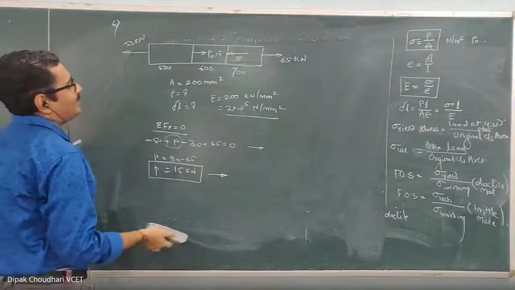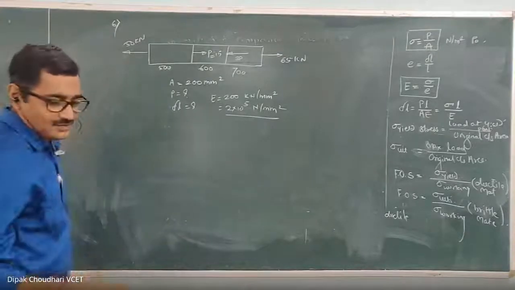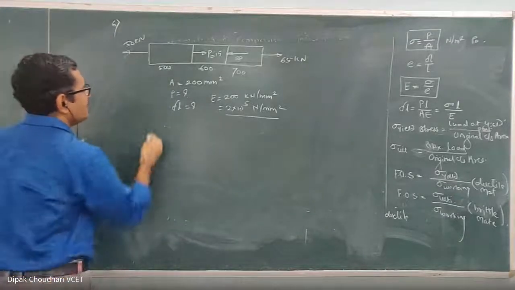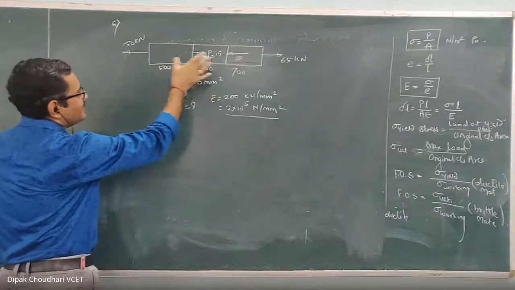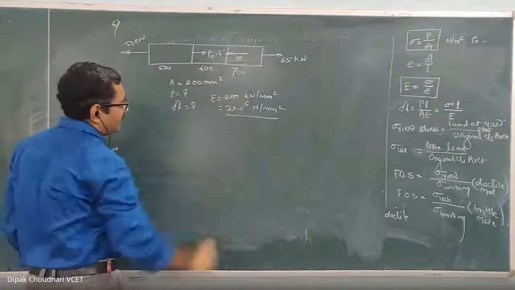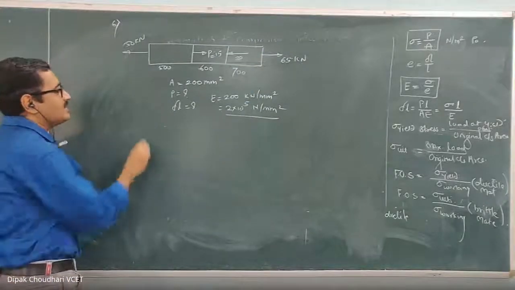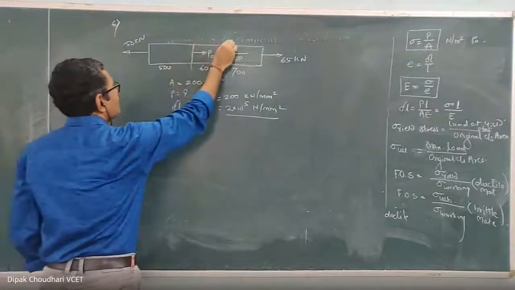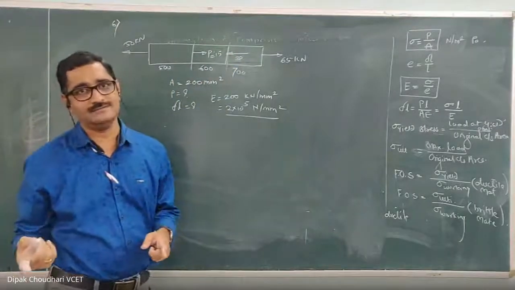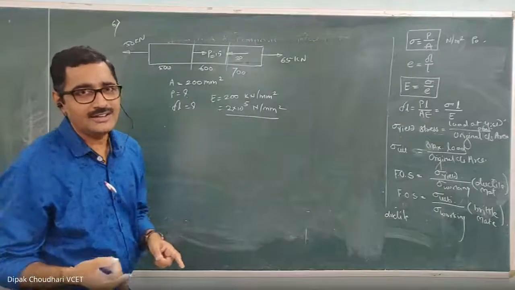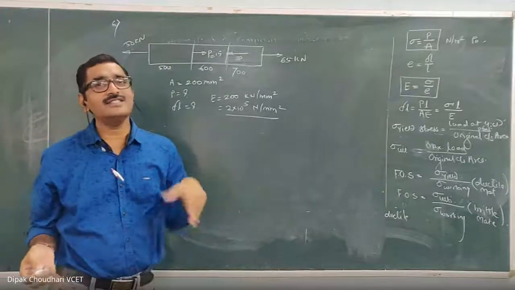Now we have to calculate the total deformation of this rod. Now to calculate the total deformation, even though the area is the same, each part is subjected to different axial forces, and we have to calculate how much axial force is induced in each part. For that, you have to take the section at such a point where there is a change in axial force.